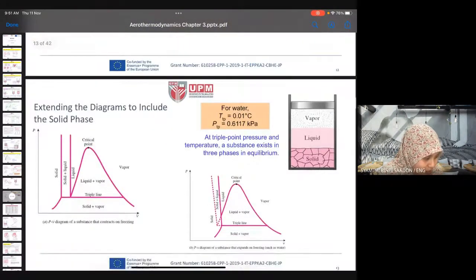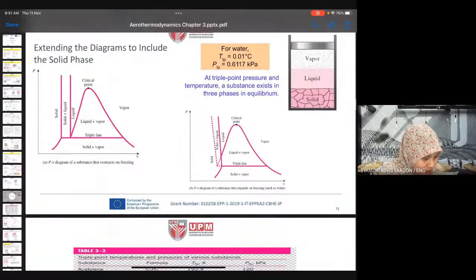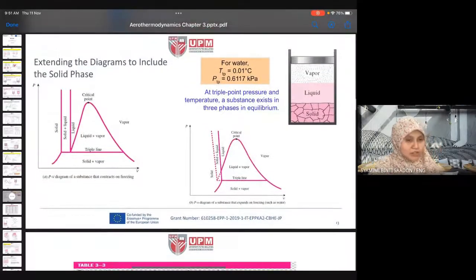Okay, extending the diagrams to include the solid phase. Just now, what we have seen is only the liquid and vapor phase. So there's another one, which is solid. Maybe for aerothermodynamics, aircraft engine, we focus more on water and on fluid. Fluid is vapor and liquid, both liquid and vapor. That is what we call fluid. Solid is for solid mechanics. But we still have to learn about this.